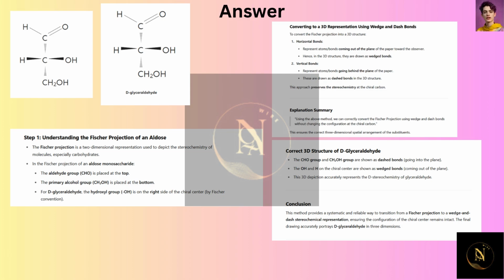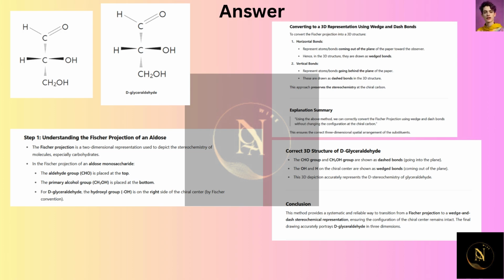Explanation summary. Using the above method, we can correctly convert the Fischer projection using wedge and dash bonds without changing the configuration at the chiral carbon. This ensures the correct three-dimensional spatial arrangement of the substituents.